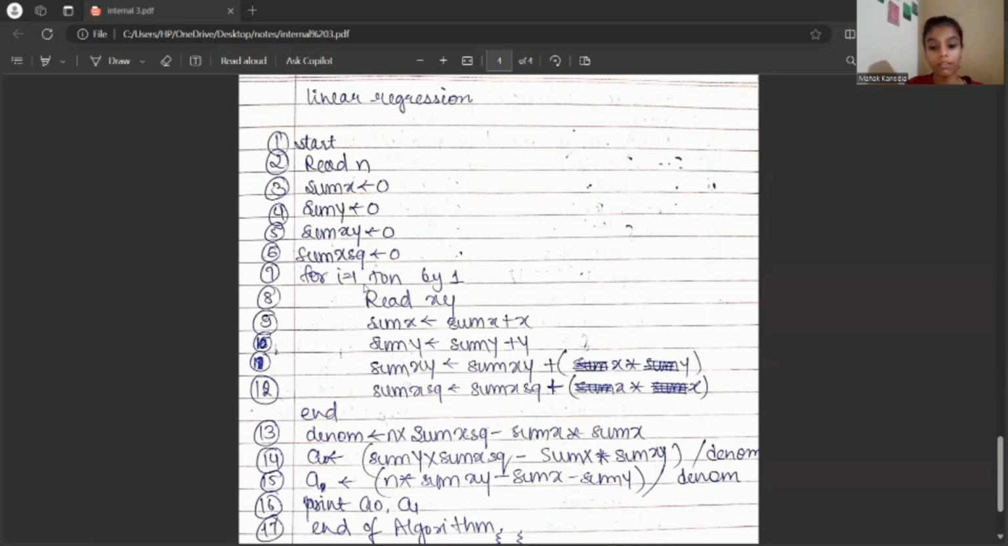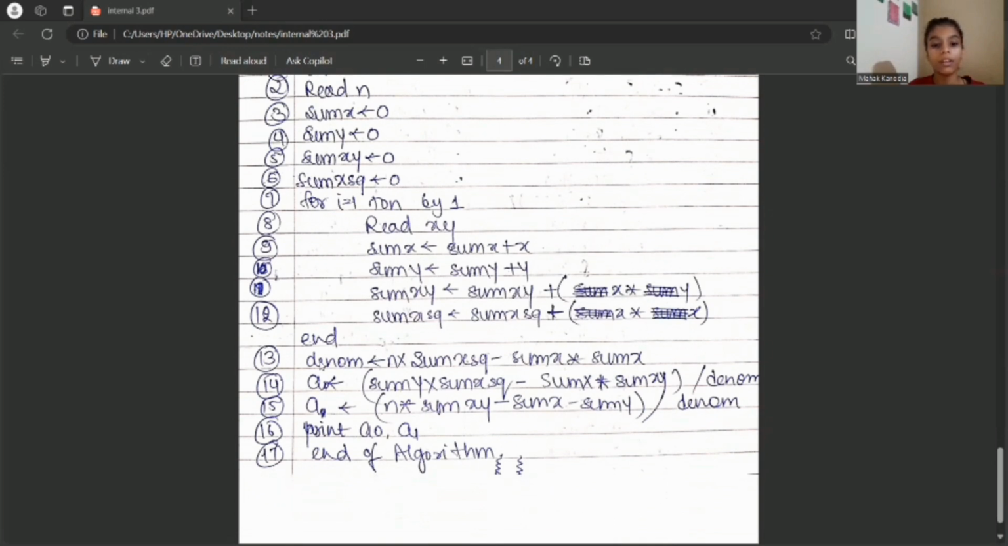We run a loop for i equal to 1 to n and increment i by 1 in each iteration. Simply, we read the values of x and y for all the iterations and assign sum x plus x to sum x, sum y plus y to sum y, sum xy plus x into y to sum xy, and sum x square plus x into x to sum x square. We end the loop here.